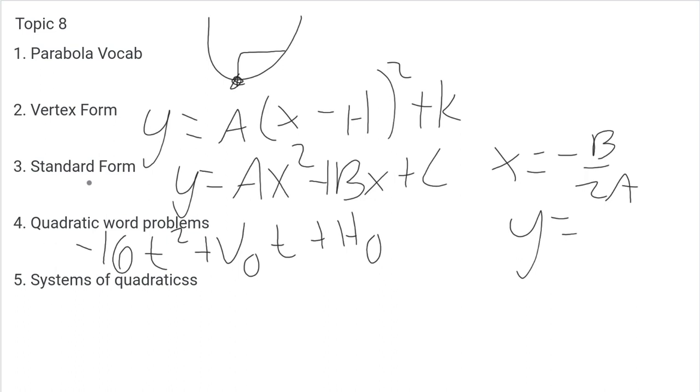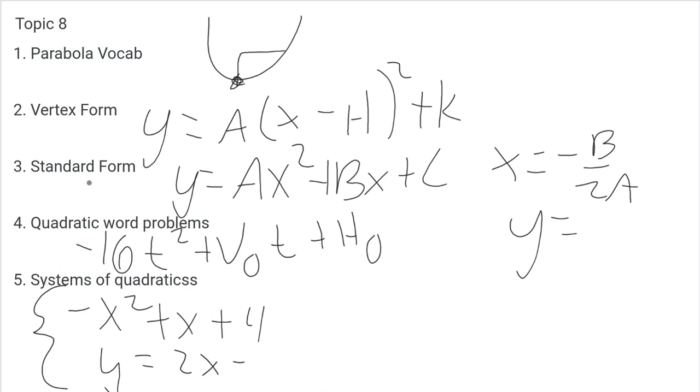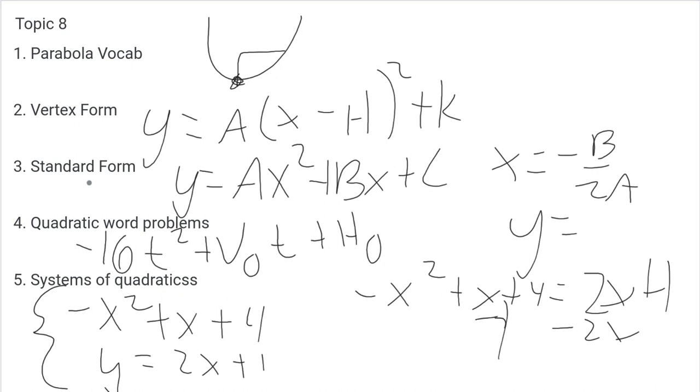And then system of equations is where we would have an equation like this. We would set them equal to each other, and then we would solve for 0, and then after we solve for 0, we could put it into our quadratic formula.